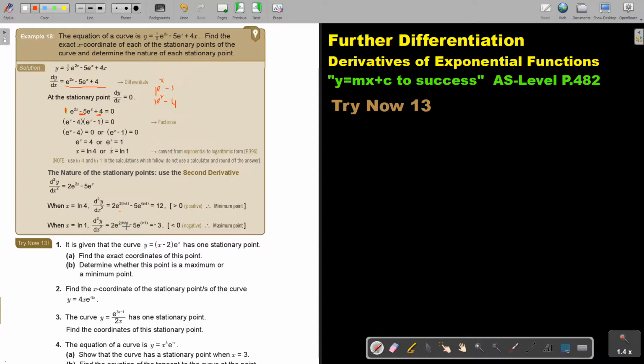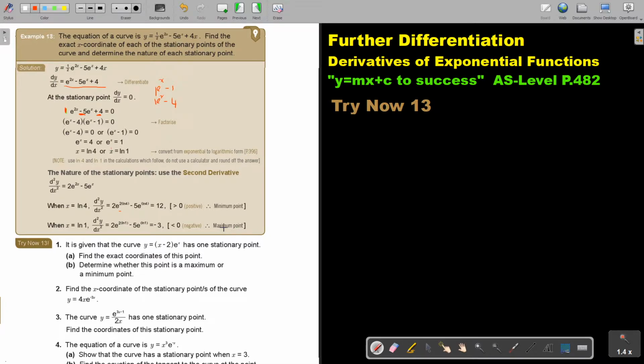And if you substitute 1, you can just press it in on your calculator. You can say 2 multiply e to the power bracket 2 ln 1 close the bracket minus 5. Just press it in and you will get -3. If it's a negative number, then it means it's a maximum point. And there I determine the nature of the stationary points. So at ln 4, it's going to be a minimum point, and at ln 1, it's going to be a maximum point.